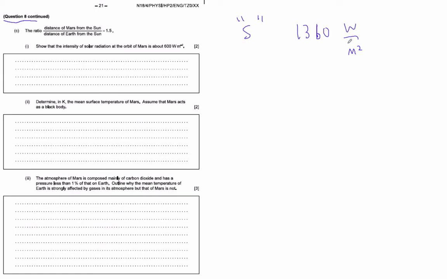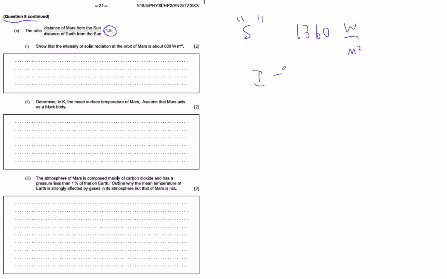So, show that the intensity of solar radiation at the orbit of Mars is about 600 watts per square meter. Well, how do we do that? Notice that it's farther. Mars is about 1.5 times the Earth's distance from the sun. So what we're going to do here is make this smaller. And remember, it's inverse squared.